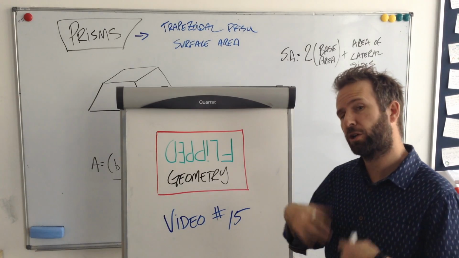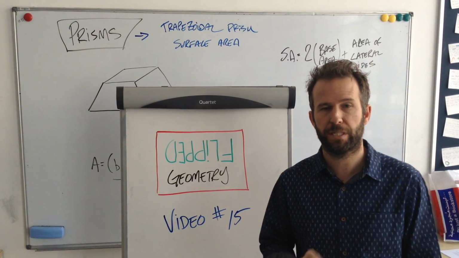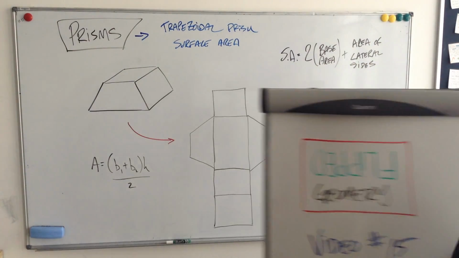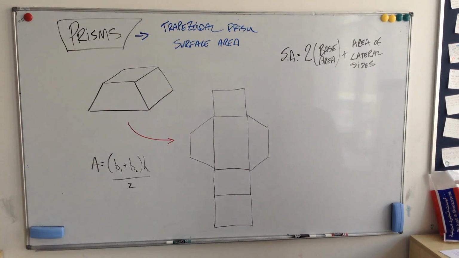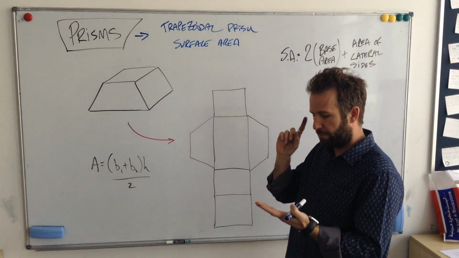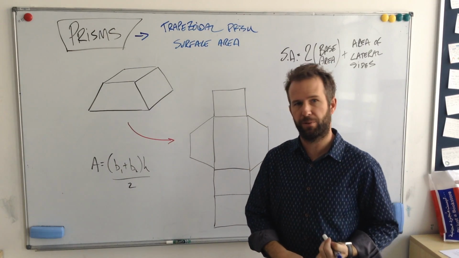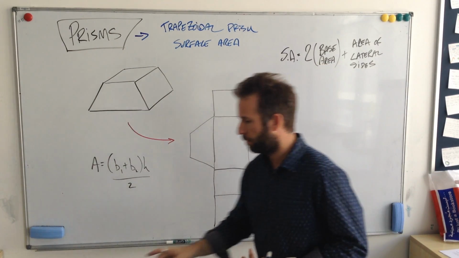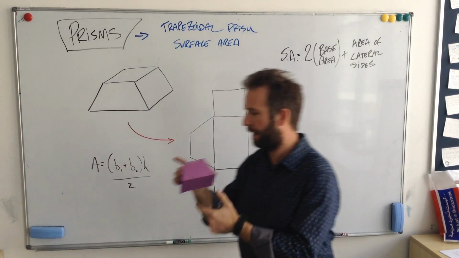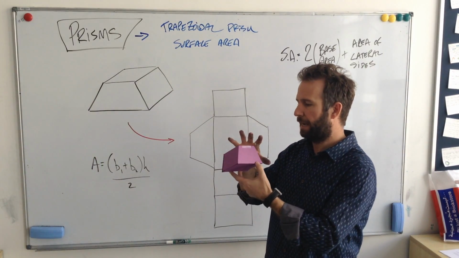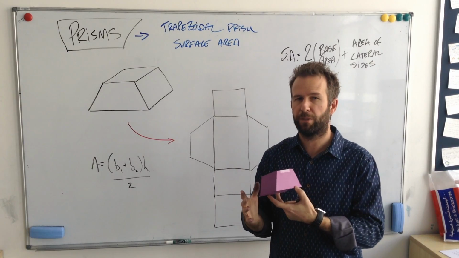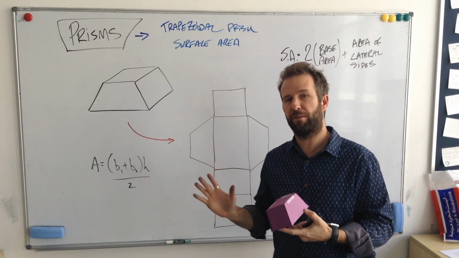We're going to look at the trapezoidal prism surface area formula. So, we've already looked at the rectangular prism surface area formula. We've already looked at the triangular prism surface area formula. Now we're going to continue by taking a look at the trapezoidal prism and how to find its surface area formula. Very, very similar to the previous two.